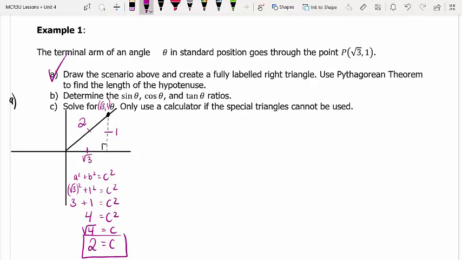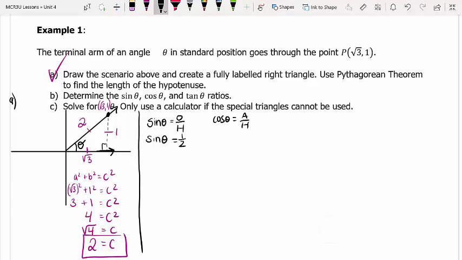Part B says determine the sine of theta, cos of theta, and tan of theta. Remember, theta is the angle that's formed between the initial and terminal arms. Let's go ahead and find those ratios. So sine of theta is opposite over hypotenuse. So sine of theta is going to be 1/2. Cos of theta is adjacent over hypotenuse, so cos theta is going to be √3/2, and tan of theta is opposite over adjacent, so tan of theta is going to be equal to 1/√3. Okay, so there's all our ratios, so that's part B complete.